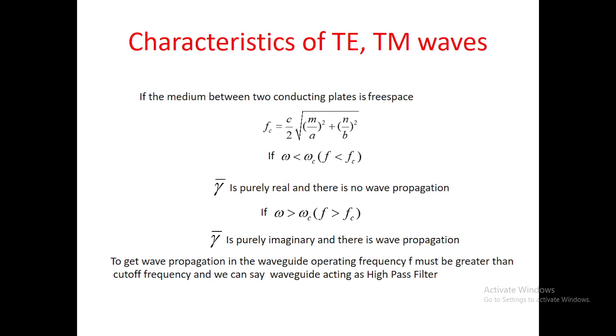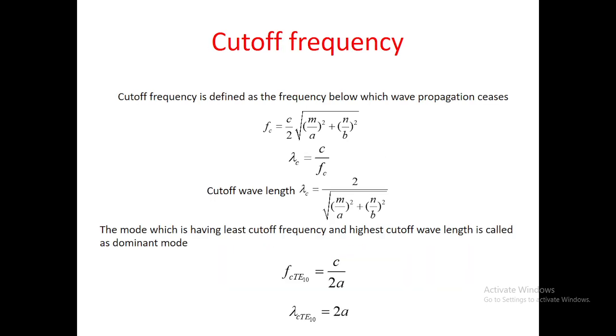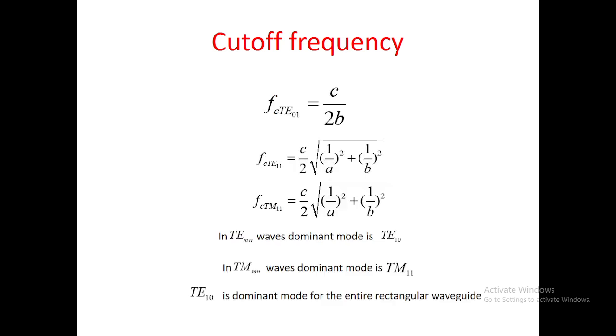From this cutoff frequency, now we are going to conclude the dominant mode. What is the dominant mode? The mode which has the least cutoff frequency and the highest cutoff wavelength is called the dominant mode. Now the cutoff frequency and cutoff wavelength equations. For TE10 mode, the cutoff frequency is c by 2a and the cutoff wavelength is 2a. For TE01 mode, the cutoff frequency equals c by 2b.